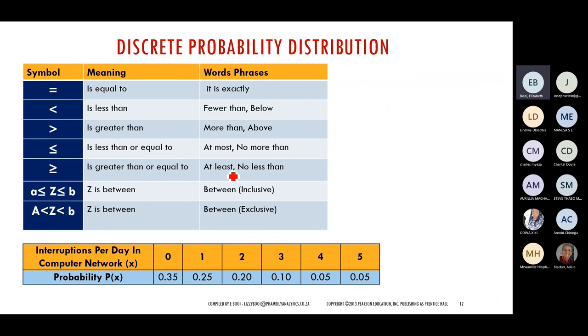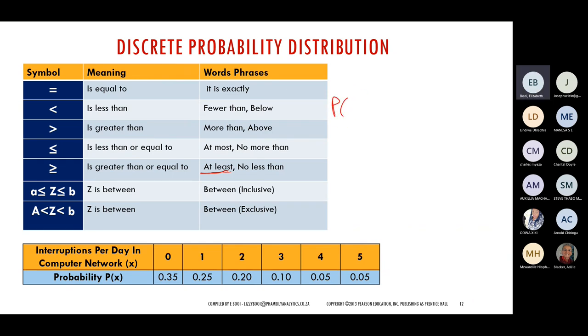The other way that they like to use is "at least." At least refers to greater than or equal to, or we can also refer to it as "no less than." No less than or at least refers to greater than or equal to that value.